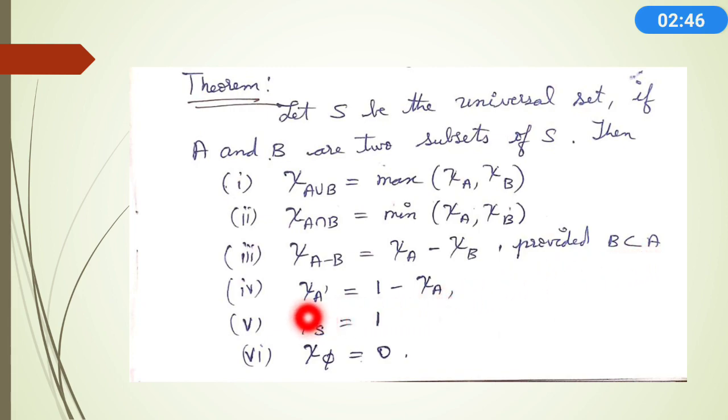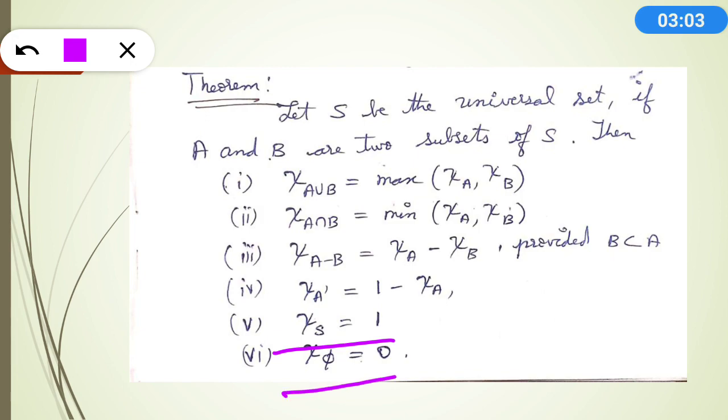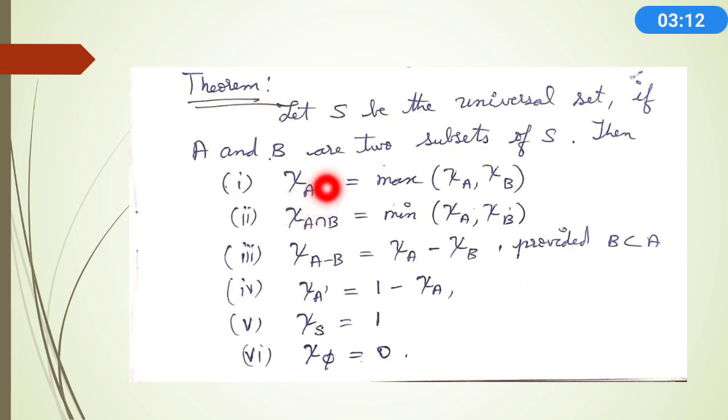The next one is psi A dash, that is the complement of A. The characteristic function on the complement of A is equal to 1 minus psi A. And the next one is the characteristic function of the universal set, whose value is 1, and the characteristic function of the empty set, whose value is 0. We'll see the proofs one by one. Since psi is a characteristic function, we have only two options, whether x belongs to A or x doesn't belong to A. Just keep this in mind. For all the proofs, we have to check both belongingness as well as not belongingness.